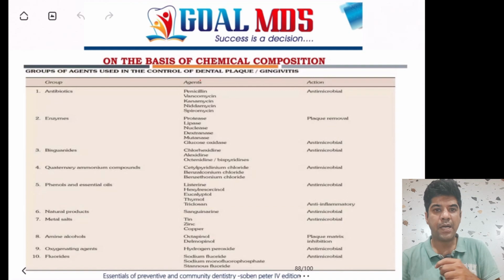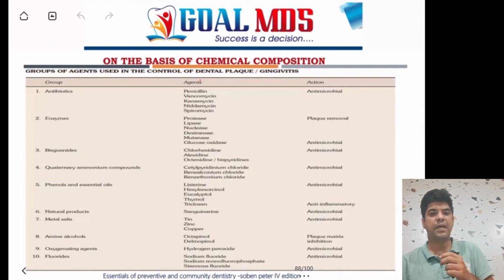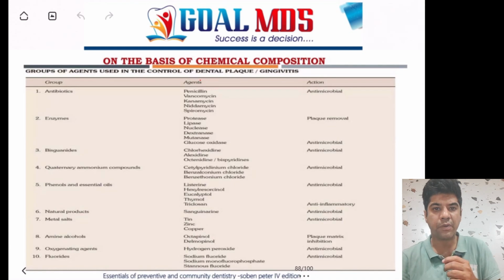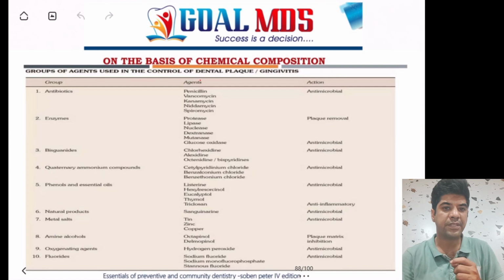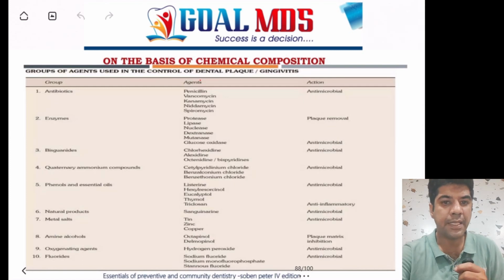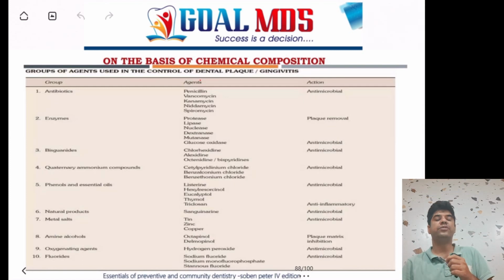So the first generation is sanguinarine. It is a plant-derived compound that was one of the earliest chemical agents used for controlling dental plaque. It had antimicrobial properties, and it was incorporated into oral health products like mouthwash to fight bacteria in the mouth and reduce plaque buildup.